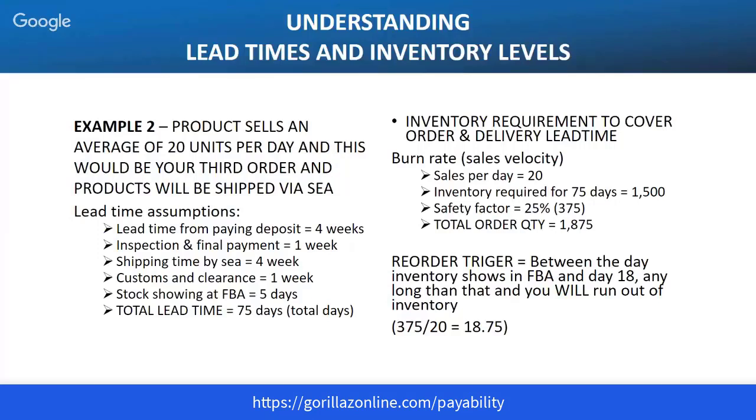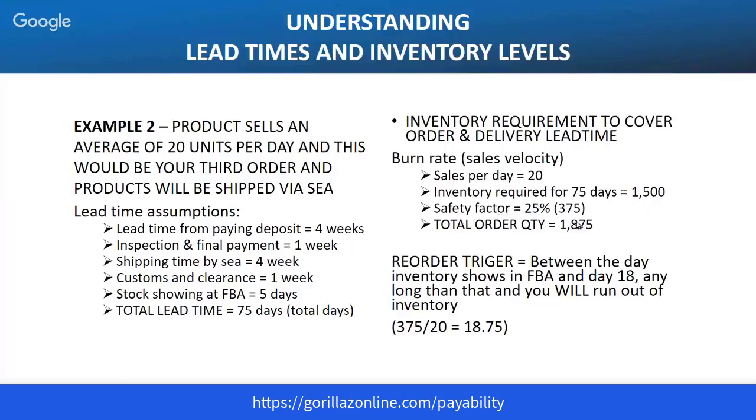So ordering trigger between the day inventory shows in FBA and day 18 any longer, and then you will run out of inventory. Okay, now the way I work that out is 375 divided by that 20 is 18.75. So you need to be ordering products anywhere between 0 and 18 days because you've got 75 days the lead time. And if you leave it until you get to that 1,500, you're going to be in trouble.